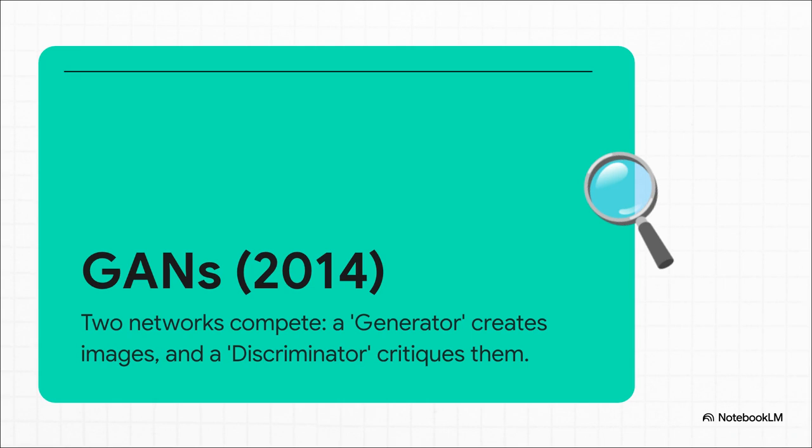One is an art forger, that's the generator. Its job is to create fake Ghibli images. The other AI is the expert critic, the discriminator. Its job is to spot the fakes. Every time the critic catches a fake, the forger has to get better. This AI duel was a huge step forward back in 2014, but it had some major problems.